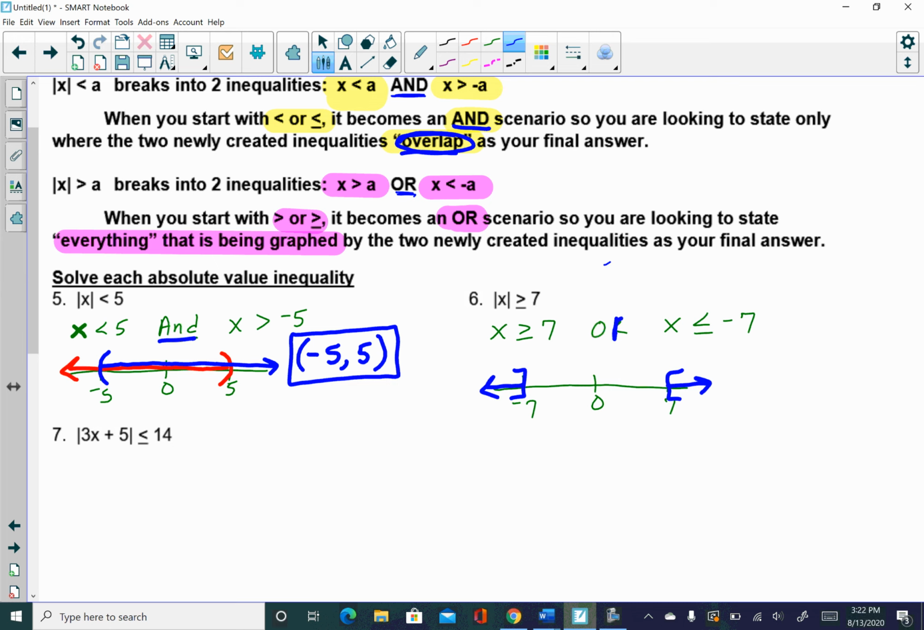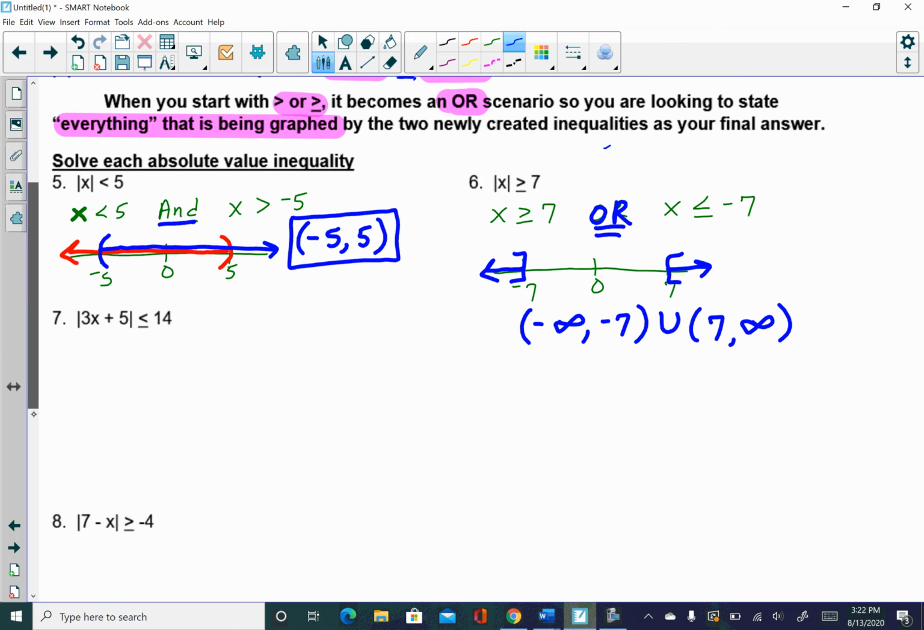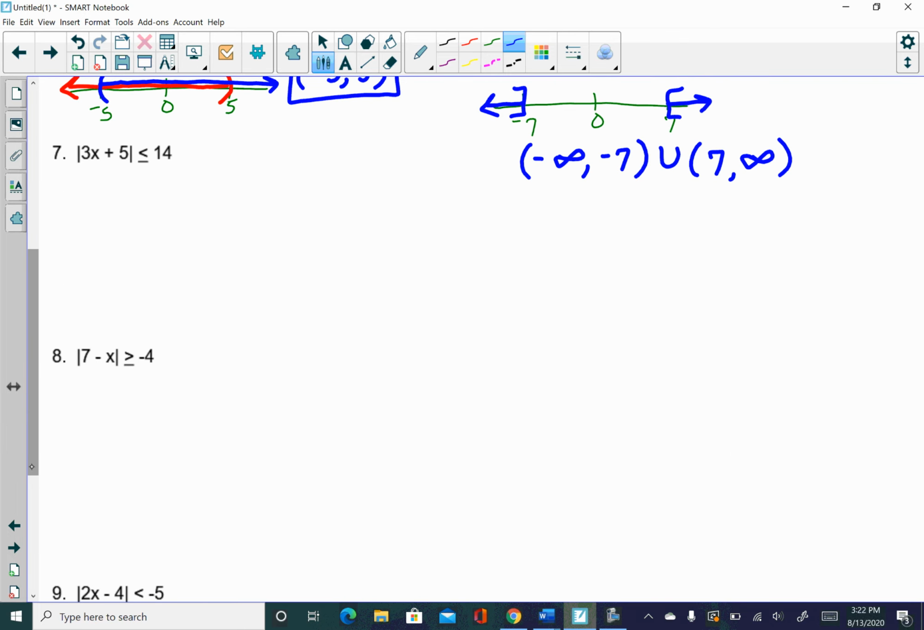This is an or statement here. For or statements, you need to express everything that's being graphed on this number line. So I just need to use interval notation to account for everything that's being graphed. So from -infinity to -7, and then from 7 to infinity. That would be my final answer. All right, let's look at number 7.